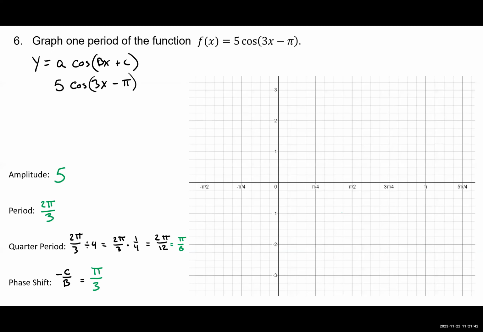Now, I should have labeled my x-axis in multiples of pi over 6. I have pi over 4s here. The phase shift tells you where the graph starts. Starting at pi over 3, it's going to start somewhere bigger than pi over 4, less than pi over 2. And the period is 2 pi over 3. So if it starts at pi over 3 and then goes another 2 pi over 3, we end up at 3 pi over 3, which is pi.